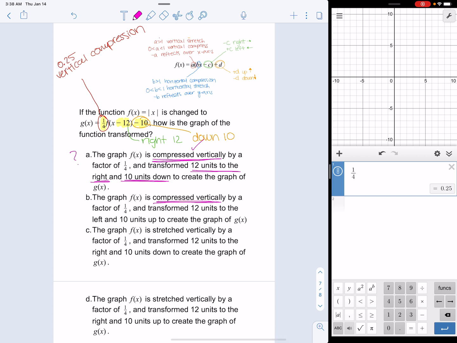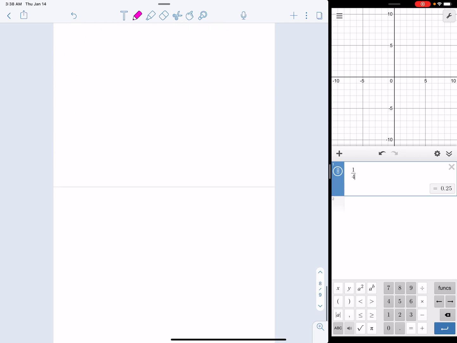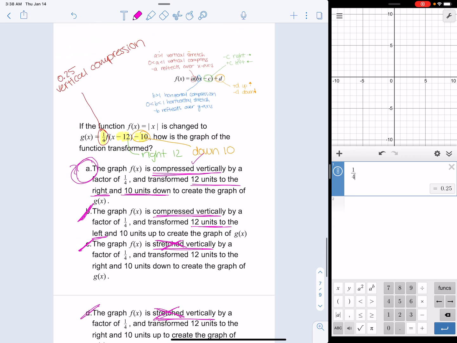Compressed vertically is true. And transformed 12 units to the left. But we know it's to the right, so we know B can't be my answer. And then stretched vertically, we know that it was compressed, not stretched. So that can't be my answer. Then, again, this one says stretched vertically, so stretched is out of the question. So A would have been the only logical answer. Oh, wow. We're already done.